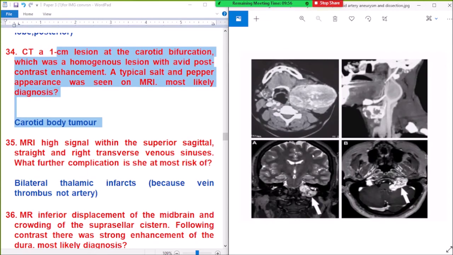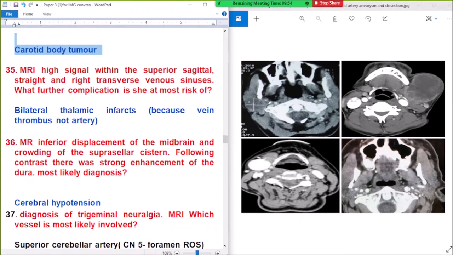Next, question number 35. MRI shows high signal within the superior sagittal, straight and right transverse sinuses. What would be the complication? Bilateral thalamic infarcts. When there is high signal within the superior sagittal and right transverse sinuses, suggesting venous sinus thrombosis, then a further complication is bilateral thalamic infarct.